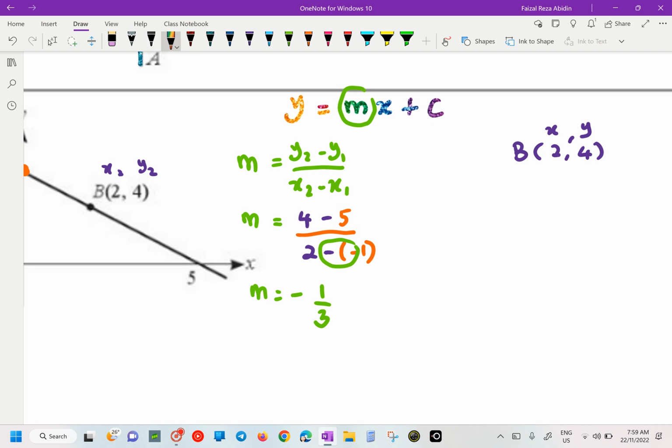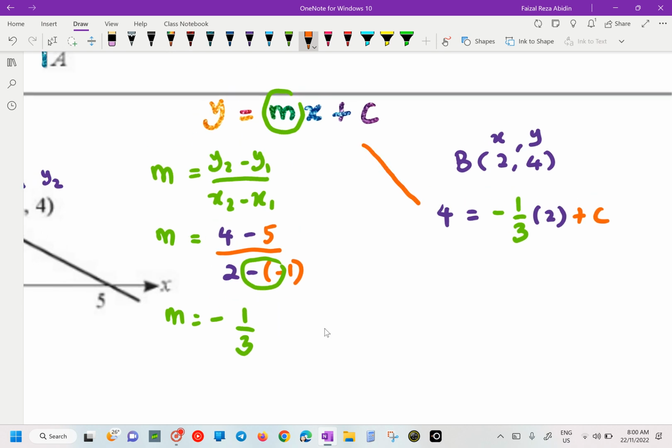Then we are going to use our equation of straight line. y, 4, equals to gradient m, already got negative 1 over 3, x, what we have there is 2, plus c. How did I get this one? From our equation of straight line, y equals mx plus c. y from our coordinate is 4, m is negative 1 over 3, x from our coordinate, plus c. We are going to find our c, isn't it?